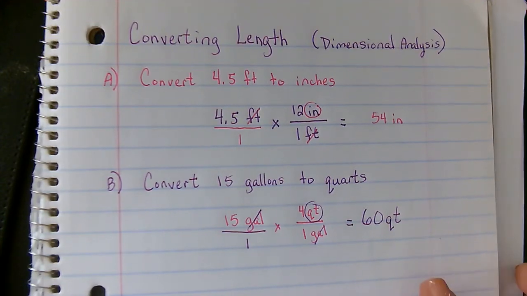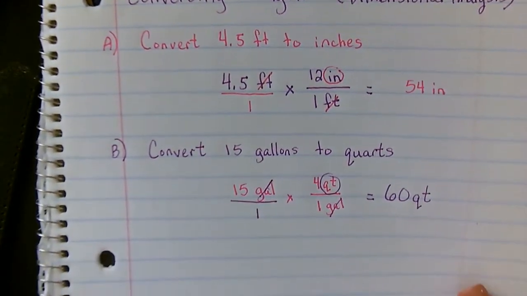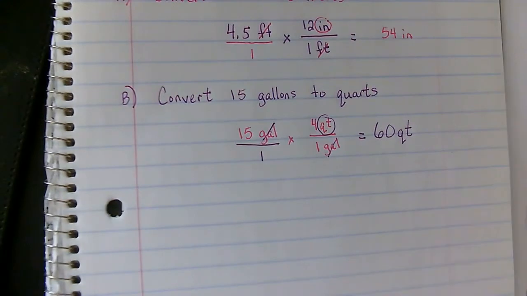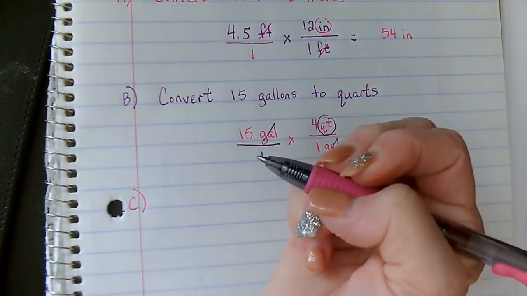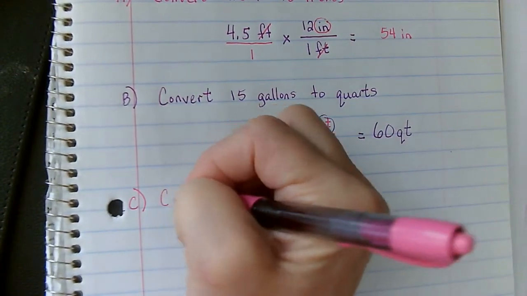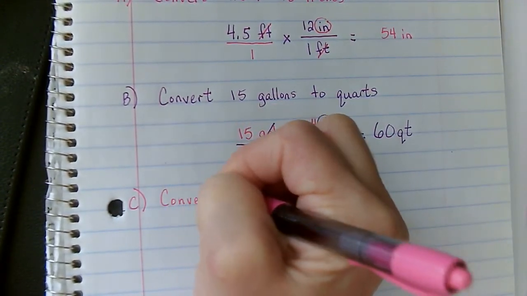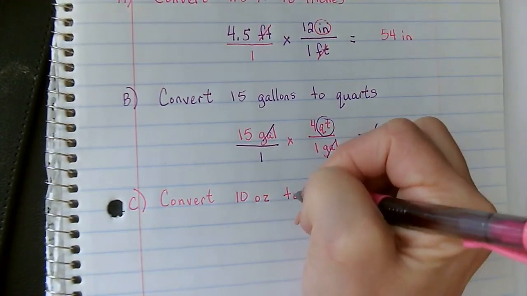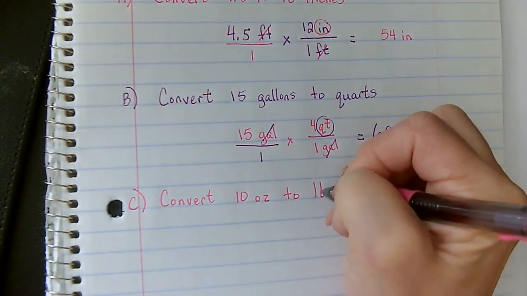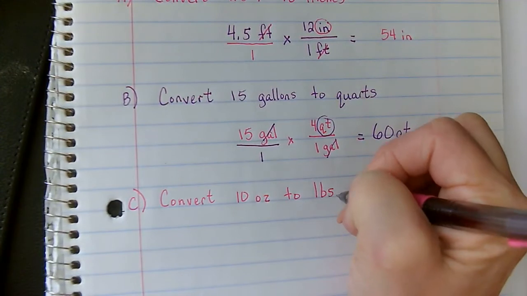Now let's look at another sample. Okay? C. Convert 10 ounces to pounds. So we're going to convert 10 ounces to, and I'll even do the abbreviation for pounds here just so you can get familiar with it. Okay?